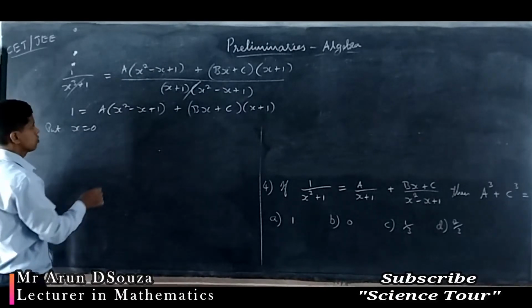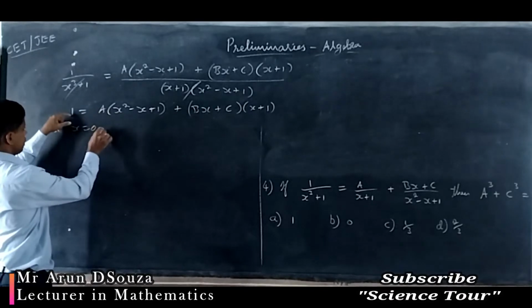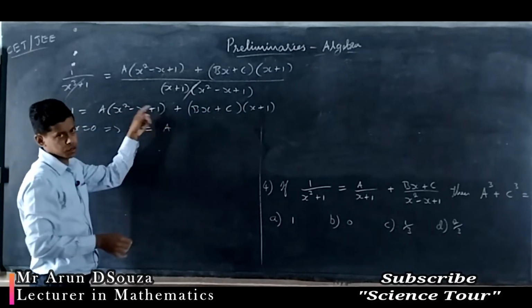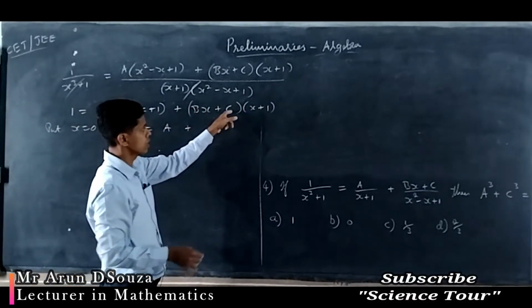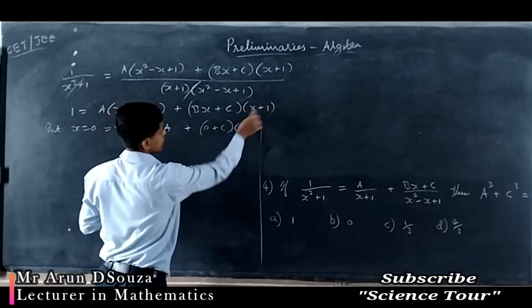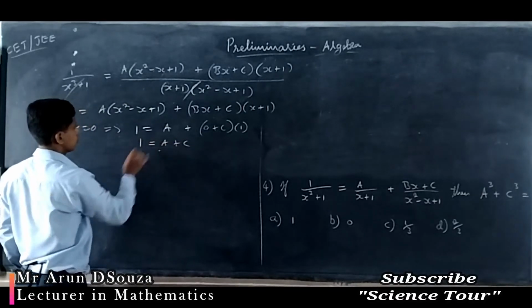So when you put x is equal to 0, I have 1 here, and then a into 1, because these two are zeros, and then this is 0, therefore b is gone, only c here, right, into x is 0, 1. So what did I get? A plus c is equal to 1.